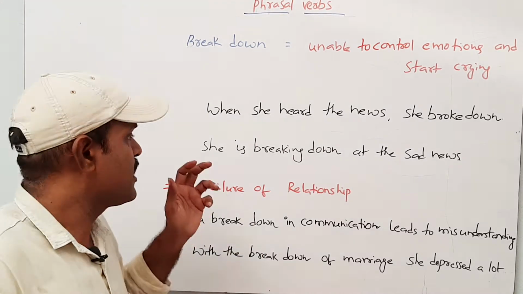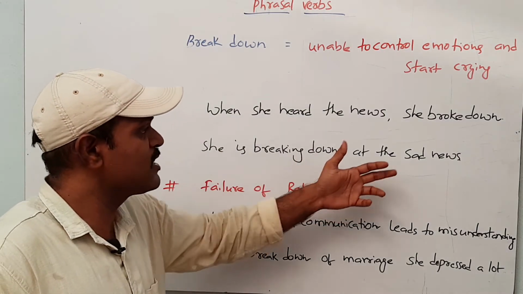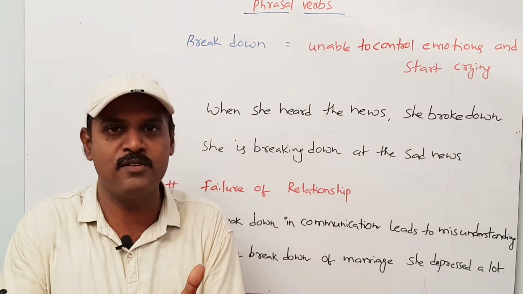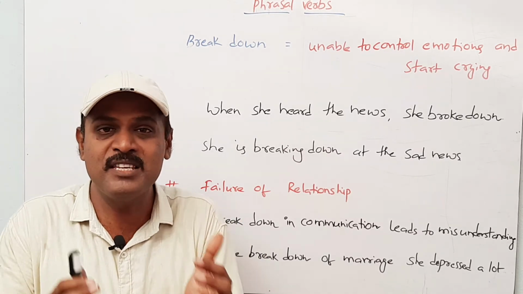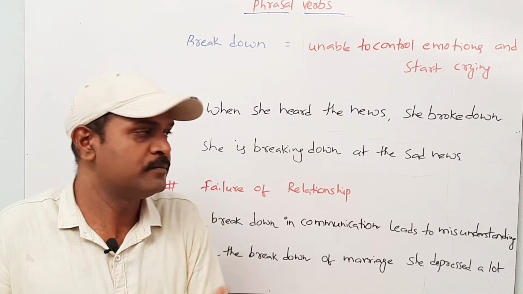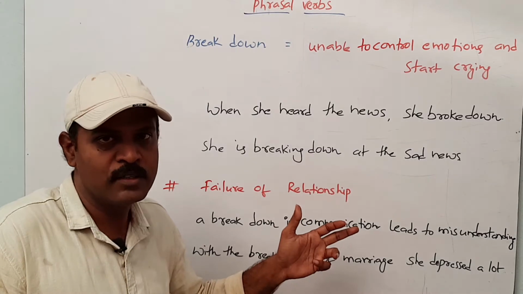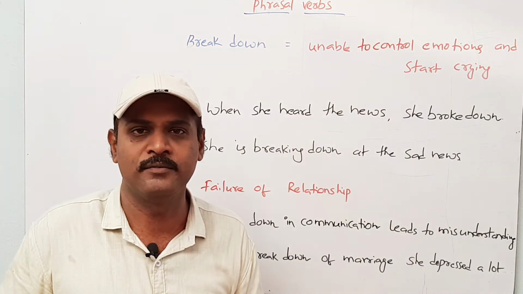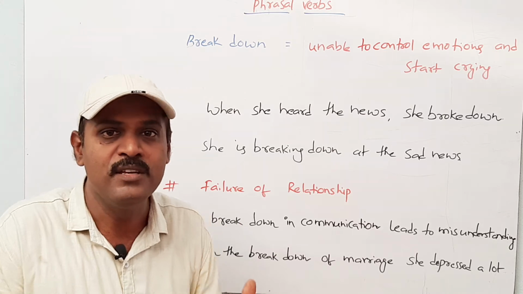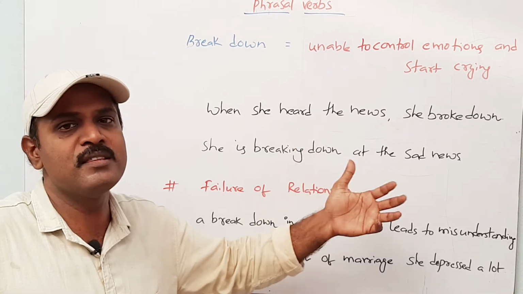Okay. Next one. She is breaking down at the sad news. At the sad news. On hearing the sad news. After hearing the sad news. When she hears the sad news, she is breaking down. That means it is a continuous action. Now the action is going on. So that's why right now she is breaking down after hearing the sad news.